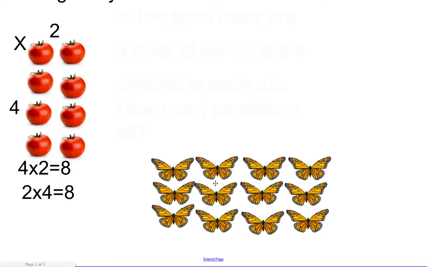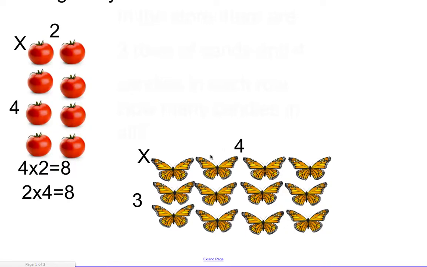Let's look at this array here. I have these butterflies. All I'm going to do is add the numbers in this column here, and I have 1, 2, 3 butterflies. And now let's add the number of butterflies going across the top, 1, 2, 3, and 4. So my multiplication statement is 3 times 4, or I could say 4 times 3.